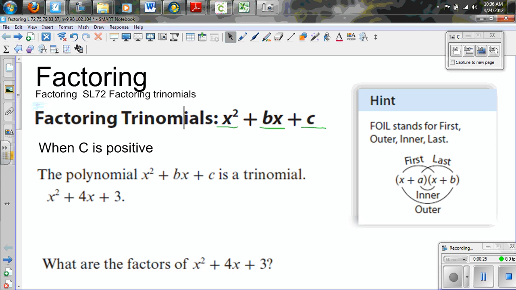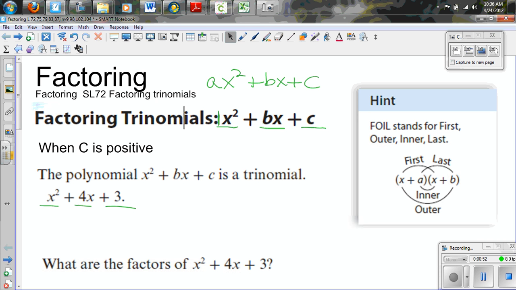Sometimes you'll see this written as ax squared plus bx plus c, and that's the same form. What we're dealing with today is only the ones that have a as 1. So you'll see this term down here: 1x squared plus 4x plus 3. And that's what we're going to be factoring.